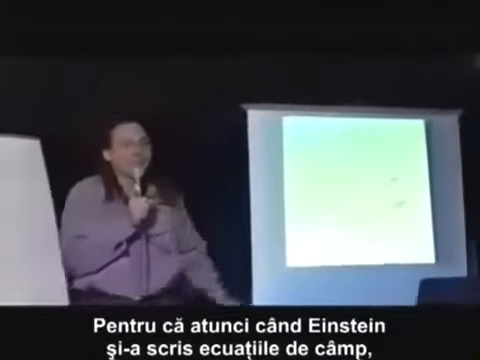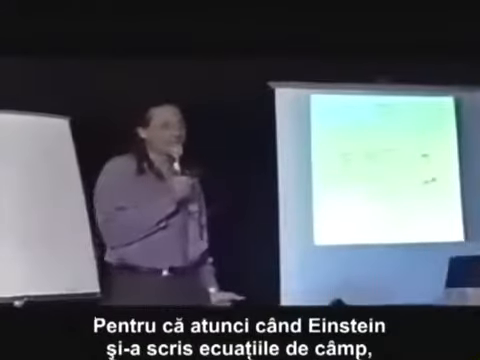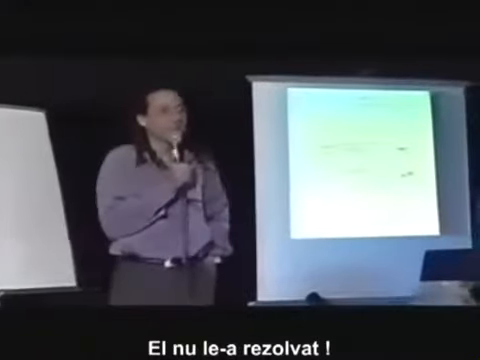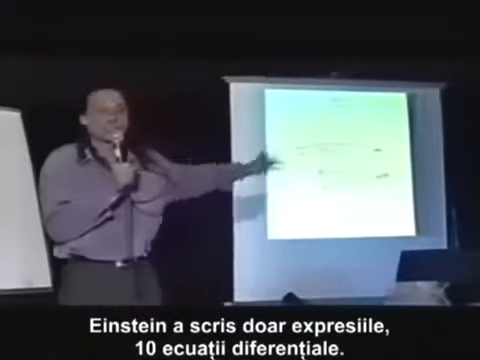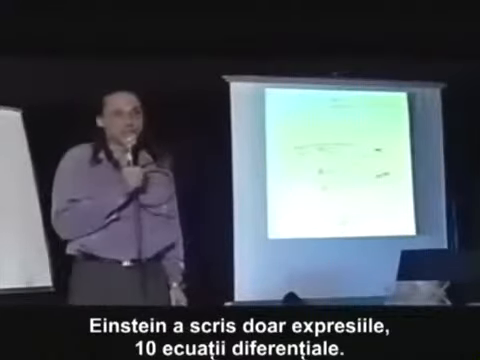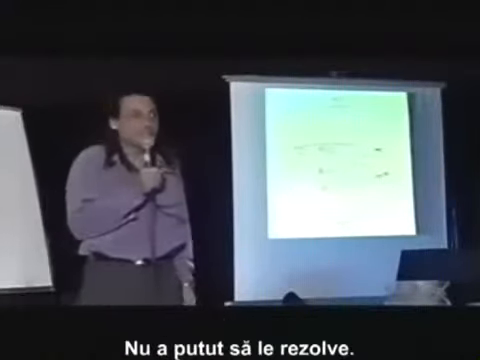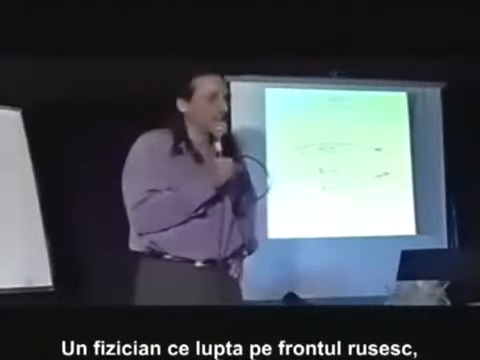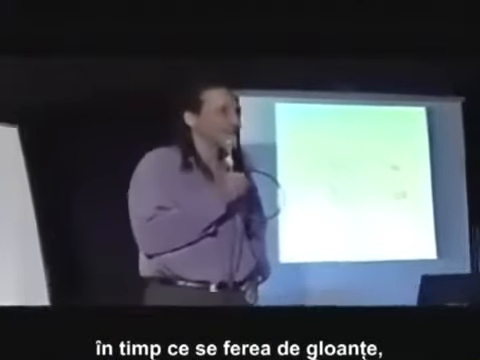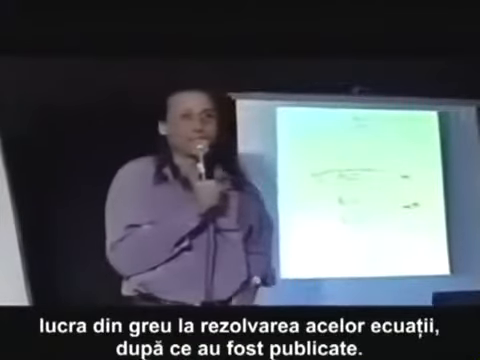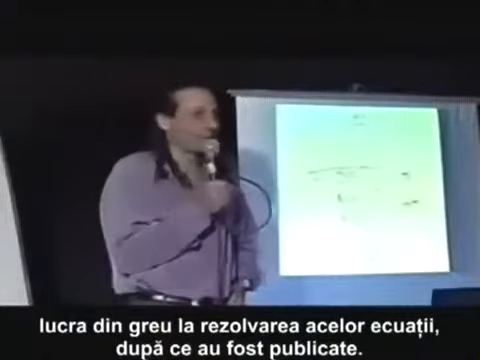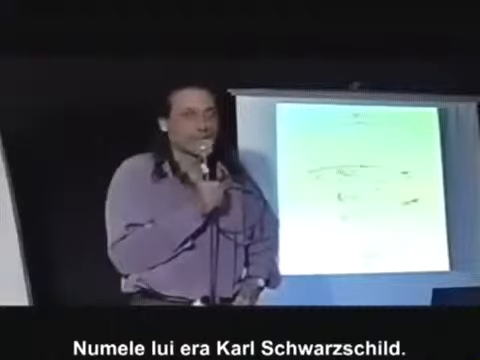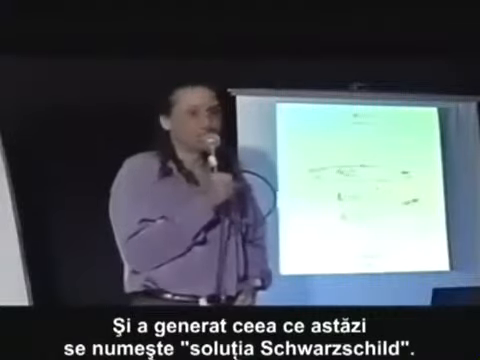Because when Einstein wrote his field equations, he didn't solve them. Einstein just wrote the expressions. It's 10 differential equations. He couldn't solve them. A physicist that was fighting on the Russian front, while dodging bullets, was working hard at solving those equations after they were published. His name was Karl Schwarzschild. And he generated what's called the Schwarzschild solution.